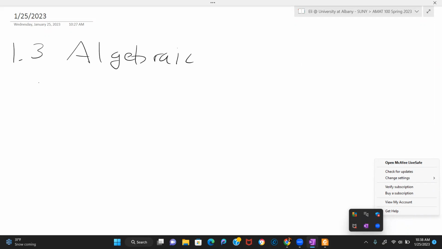Okay, in this lecture, we're going to start in section 1.3. Let me share my screen. Hopefully you can see what I'm seeing. So this is 1.3, and it's on algebraic expressions.